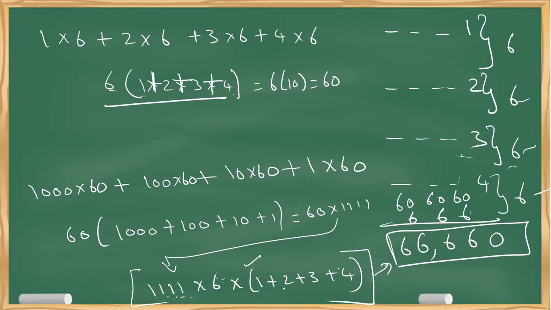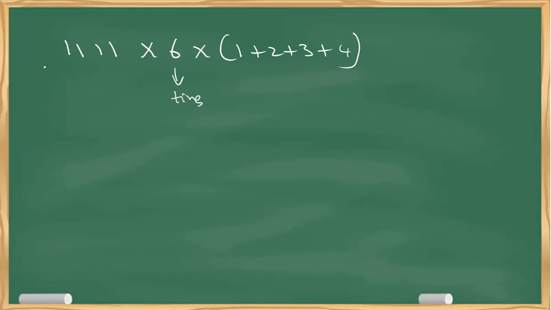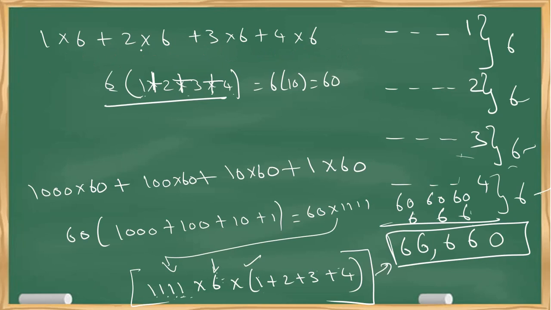So number of times each and every digit appears at each and every position. So this is 6. 6 times it appears. Is that clear? So this means 1111 into 6 into 1 plus 2 plus 3 plus 4. So how many times the digit appears? That's the thing. So 6 times 1 appears at all the positions, 2 appears at all the positions, 3 appears at all the positions, 4 appears at all the positions. If it's confusing for you, leave it, stick to this, you'll get the answer. Okay? So final question.